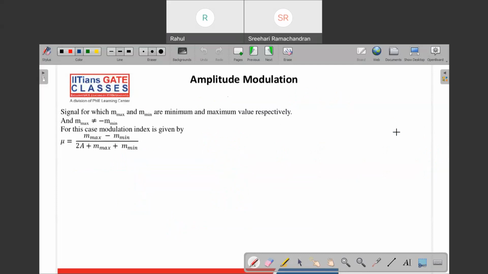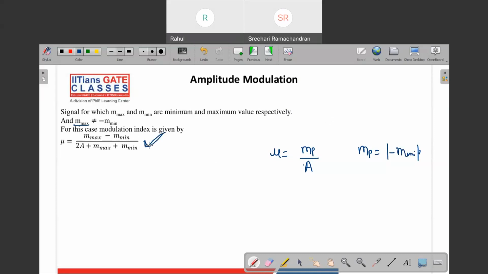So if you recall, we discussed the modulation index, which I wrote as mp by A, where mp is the mod of the minimum value of the signal. Here we have assumed that the maximum value of the signal and the minimum value of the signal have the same magnitude. But in general it might not be the case. Let's say m max is not equal to minus m minimum. In those cases we should use this formula.